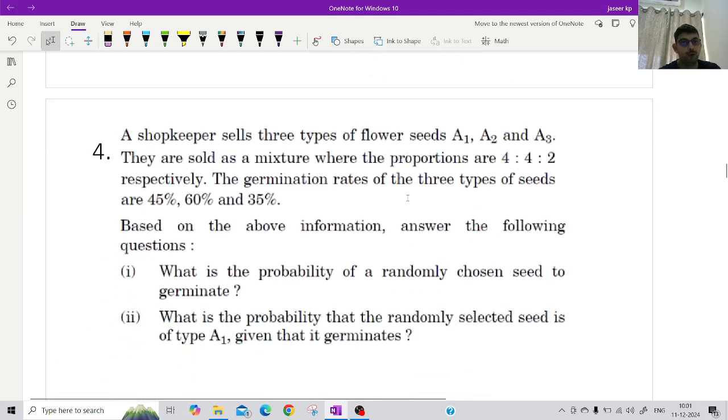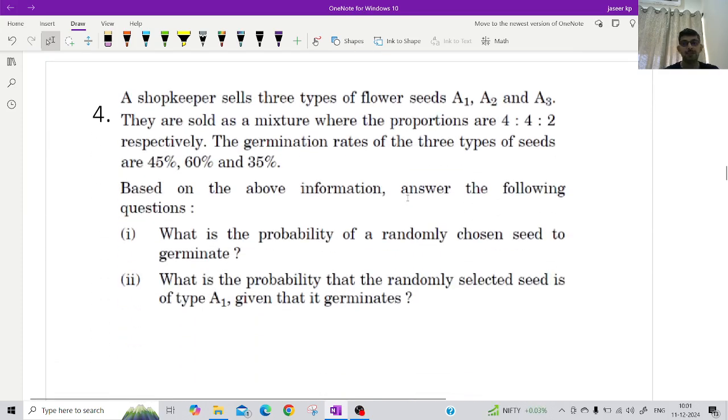Now to the fourth problem. This is also a case-based question from last year's CBSE paper. A shopkeeper sells three types of flower seeds, A1, A2 and A3. They are sold as a mixture where the proportions are 4:4:2 respectively. The germination rates of the three types of seeds are 45%, 60% and 35%. Based on the above information, answer the following questions.